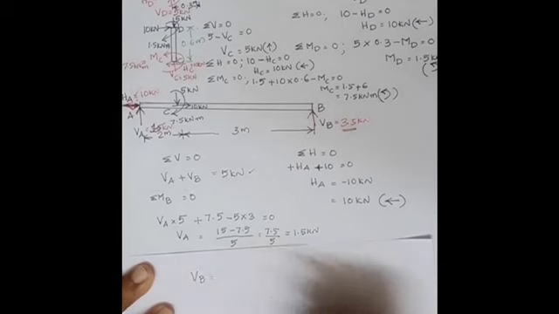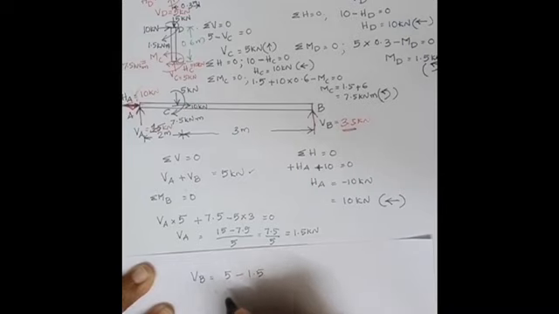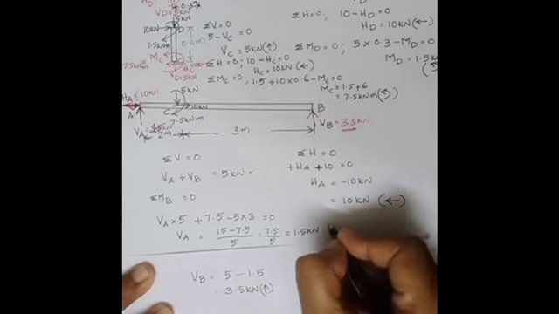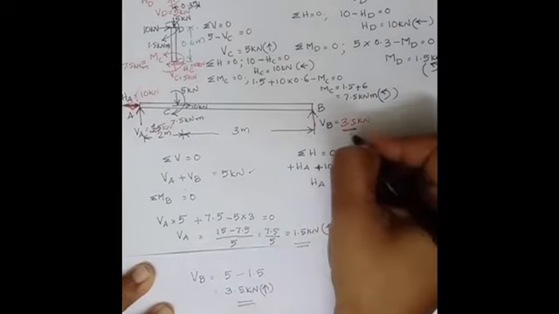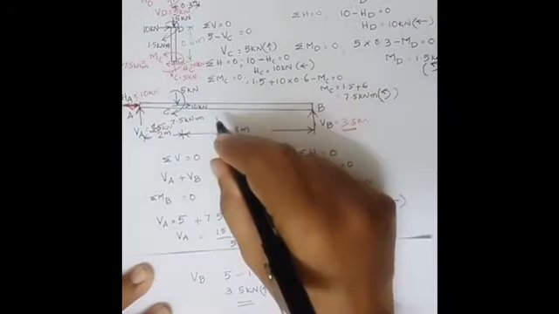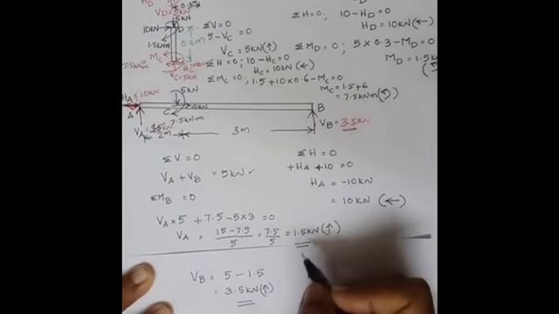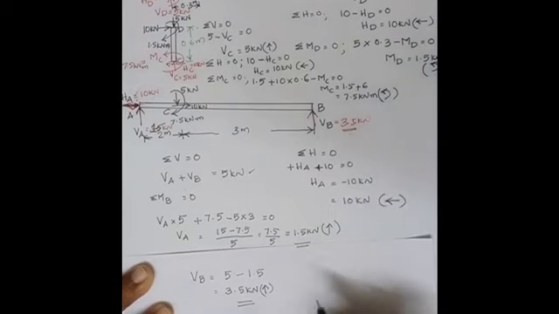You can find out VB. VB is equal to 5 minus 1.5. This is equal to 3.5 kilonewton. So this is acting upwards. We have assumed correct. VA is also acting upwards. Now we can mark the forces VA and VB. So now you can draw the free body diagram of this member. All the free body diagrams in this subject will be drawn in this manner. So be thorough in how to draw the free body diagram by doing the assignment questions. Hope all of you understood what we have learned today, free body diagram. Thank you very much.